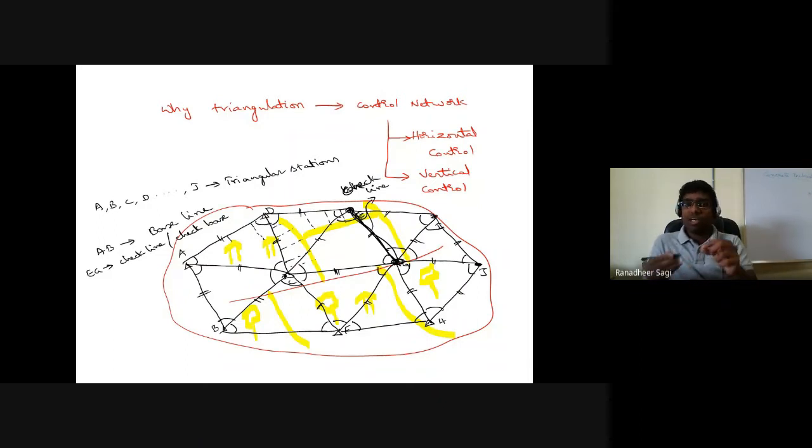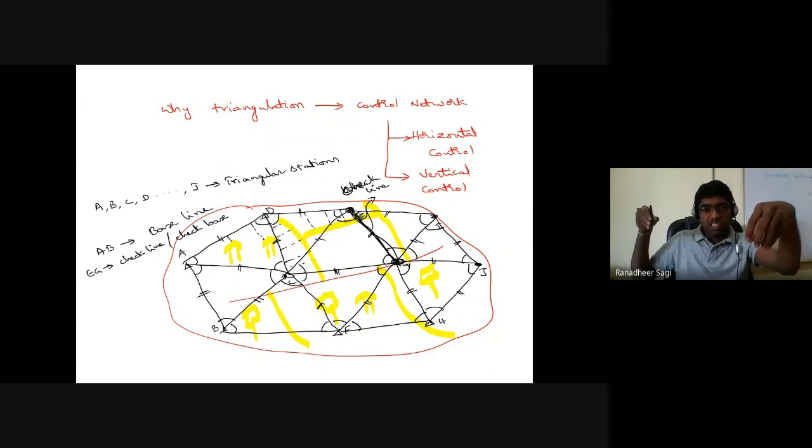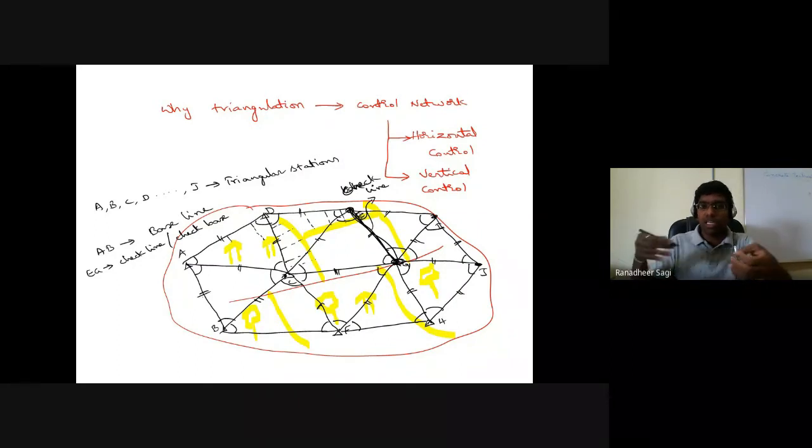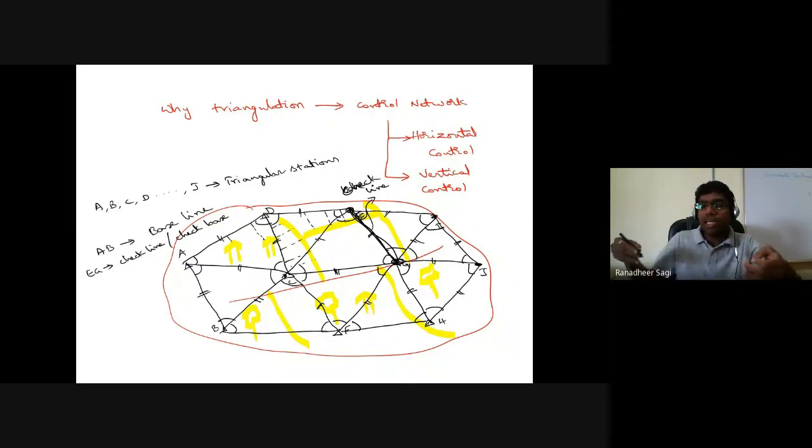Mathematically, I have calculated the length of that EG line, and in the field also, I might have located your triangulation station E and the position of triangulation station G. So I'll exactly measure the length between point E and G, and cross verify with what I have calculated. If they are exactly the same, then it means the dimensions of the other control network lines that you have calculated mathematically are correct.